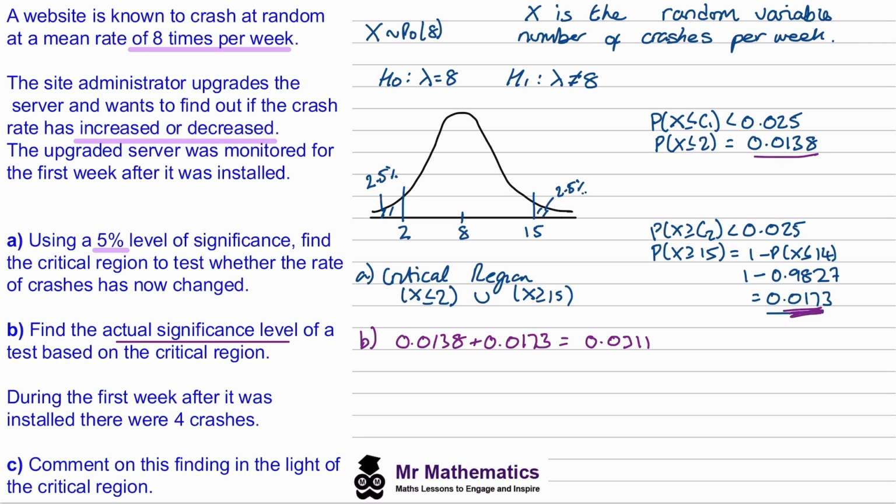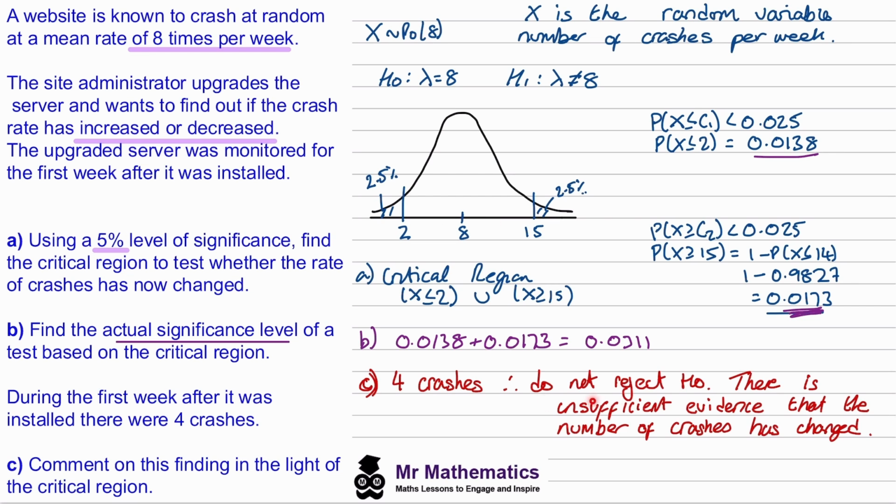And then for part C, during the first week after it was installed, there were 4 crashes. Comment on this finding in light of the critical region. So the 4 crashes would fall within the do not reject region. So we'll say, do not reject H0. There is insufficient evidence that the number of crashes has changed.